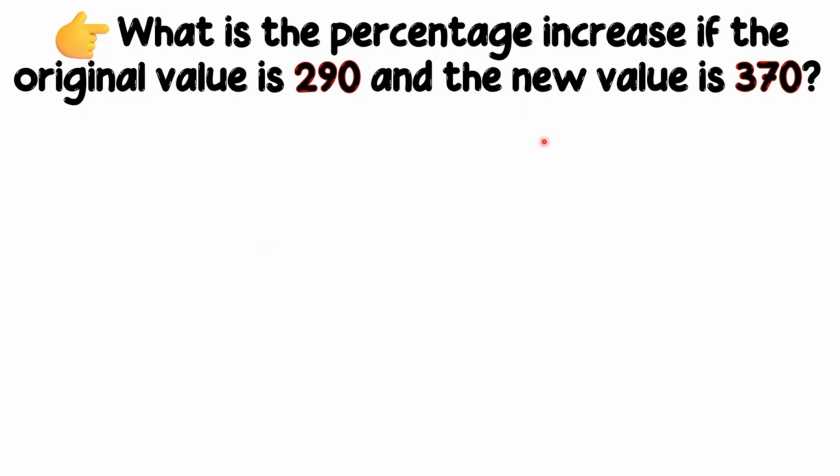So here's the question. What is the percentage increase if the original value is 290 and the new value is 370? So first, we're going to identify what is the original and new value. Again, original value is the starting amount of the first value before any change. And new value is the amount after the change happens.